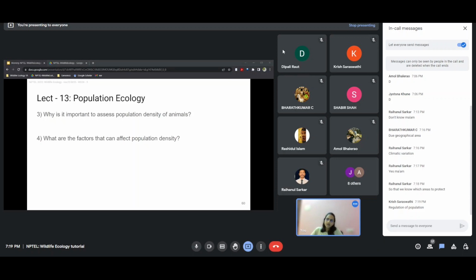Sure, okay. Krish, could you explain a little bit more on regulation of population? So we can maintain the density, thereby we maintain the entire ecological balance. Right. So what do you think we should be doing with humans? What should happen in the case of humans if human population density is shown to be expanding everywhere? Yes, ma'am.